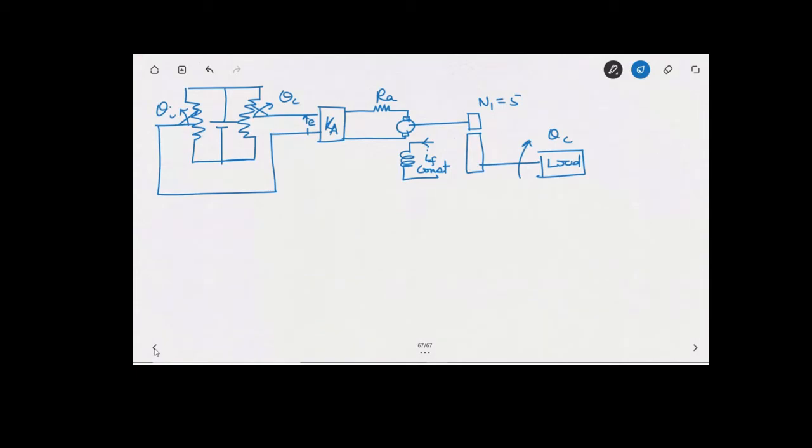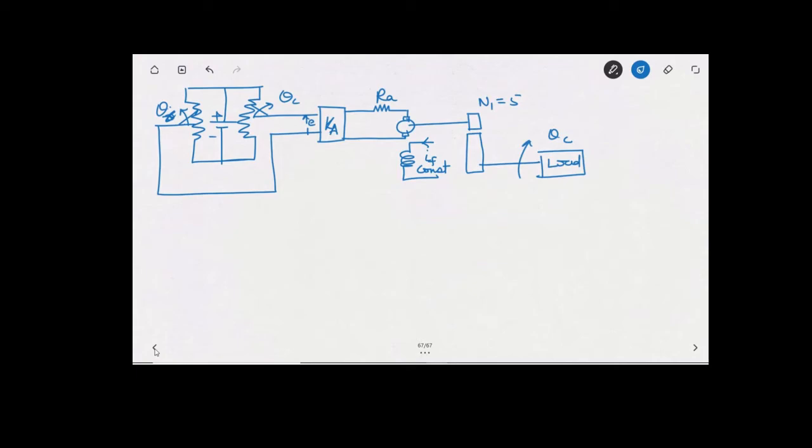The potentiometer error detector, which is this, the potentiometer error detector measures the deviation of the output shaft with respect to the reference position theta r, theta input or theta r ले लेते हैं. So theta r.